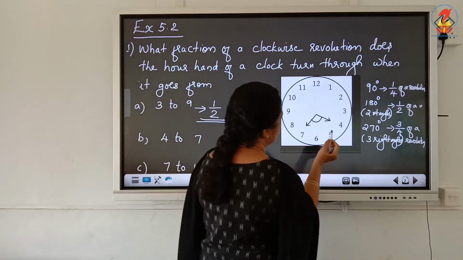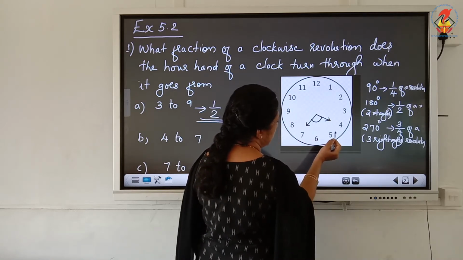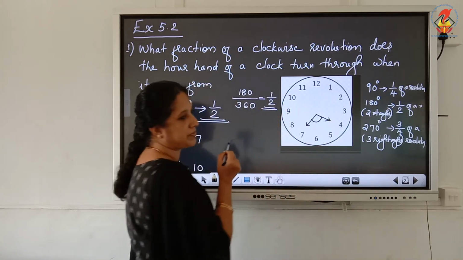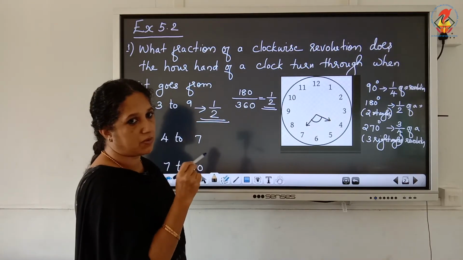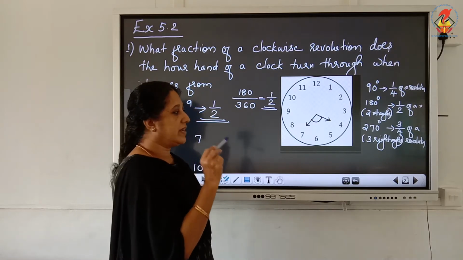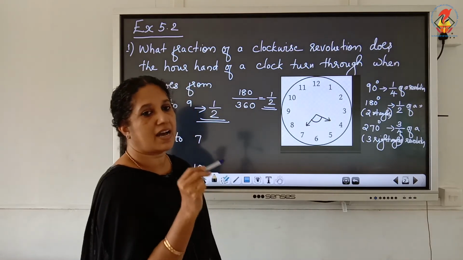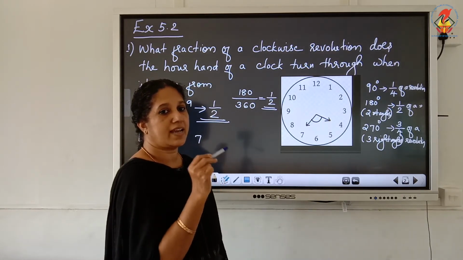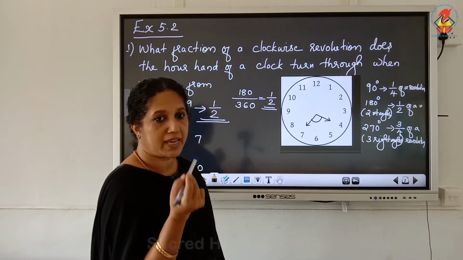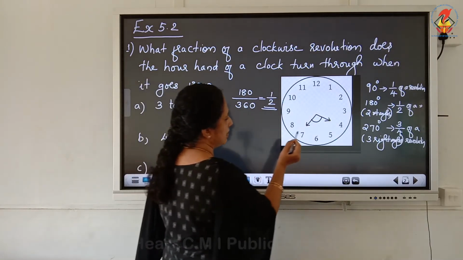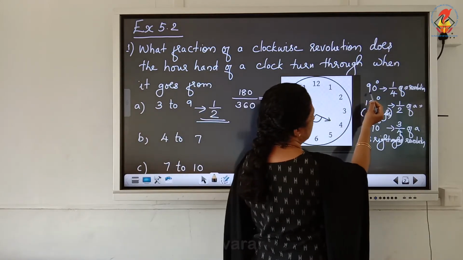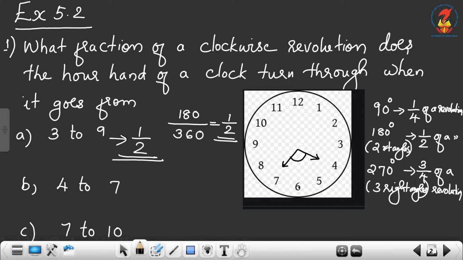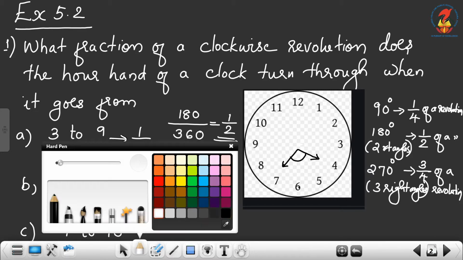So find out the number of hours between. There are 3 hours between 4 and 7. When the number of hours is 3, the angle turned will be a right angle. Therefore, here the angle turned is a right angle. So if the angle turned is a right angle, the measure is 90 degree, it will be 1/4 of a revolution. So the corresponding fraction is 1/4.